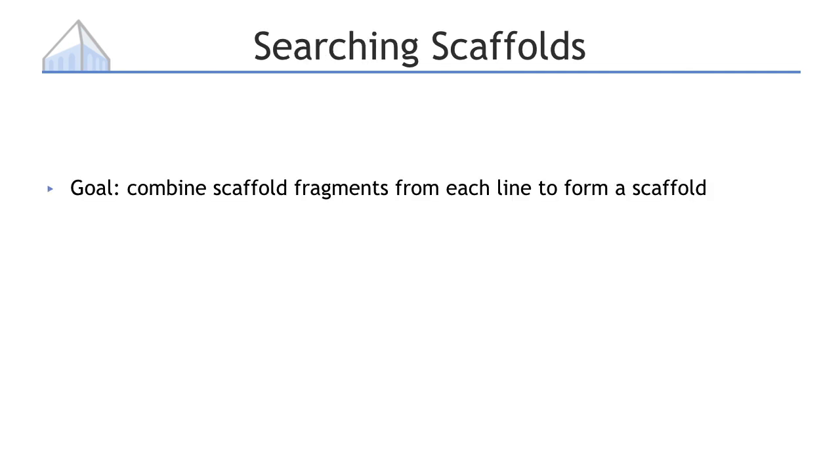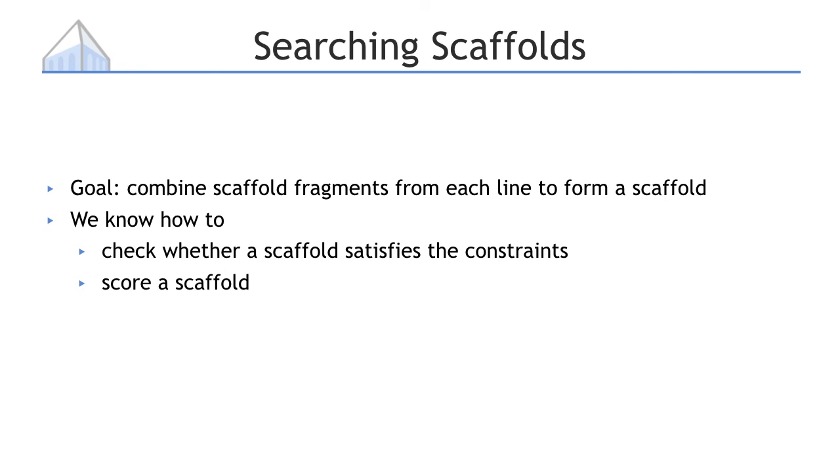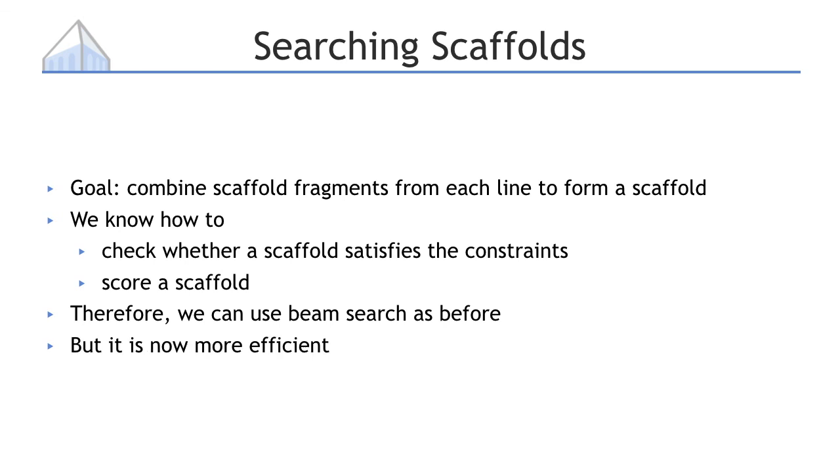Now we have set up the stage for scaffold searching. We want to combine scaffold fragments from each line to form a scaffold. We know how to check whether a scaffold satisfies a constraint. We also know how to score a scaffold. So as before, we can use beam search. But there is a huge difference from before. Since we're now searching on the scaffold, which is a form of abstraction, there are much fewer possibilities, so we can use a smaller beam size. We are also saving compute for the similar constraint verification, so the beam search is faster.